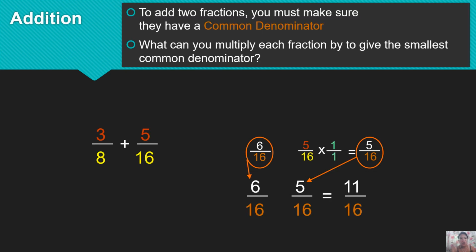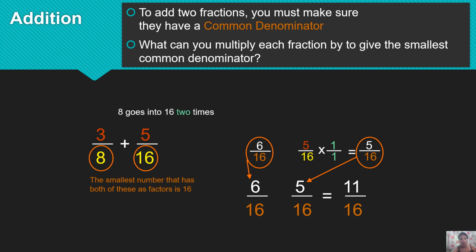Okay. So to add two fractions, you must make sure they have a common denominator. So what can you multiply each fraction by to give the smallest common denominator? So we have here 3 over 8 plus 5 over 16. So the smallest number that has both of these as a factor is 16. So 16 ang atong smallest number. So the least common denominator.